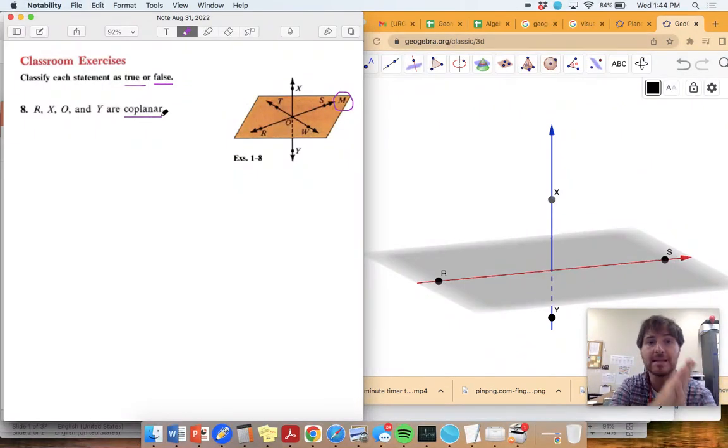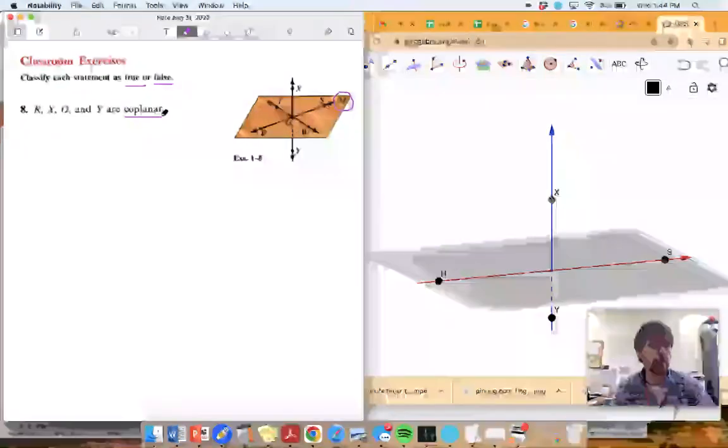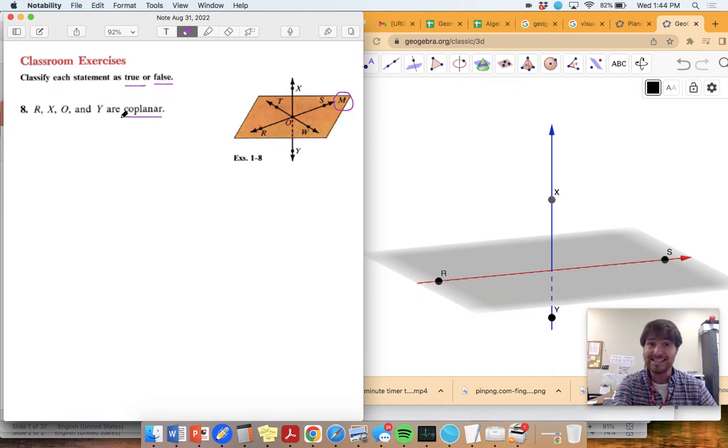Remember, co means together, planar means of a plane, okay? And planes are everywhere, right? It gets messy to draw more than one plane on a sheet of paper, and I'll show you in a second. So then the question is, can we get R, X, O, and Y to fit that definition together in the same plane, coplanar? And the answer is yes. This one is true because there exists a plane that would contain all four of those points. We'll look at this in a second.